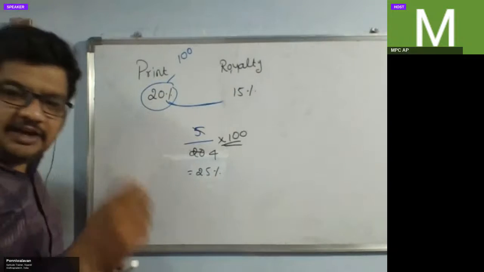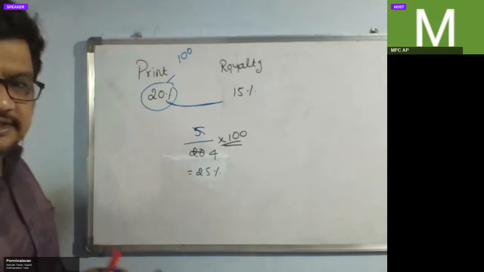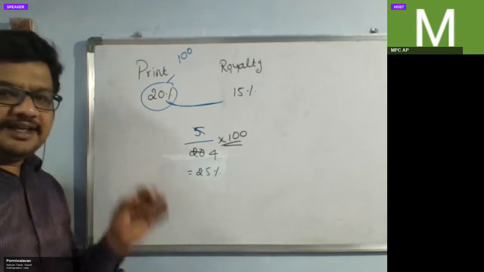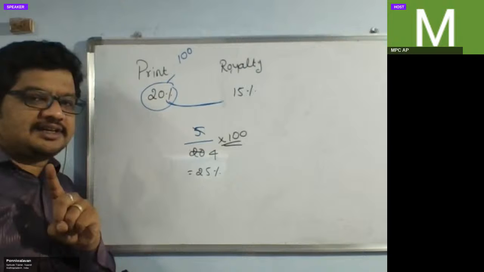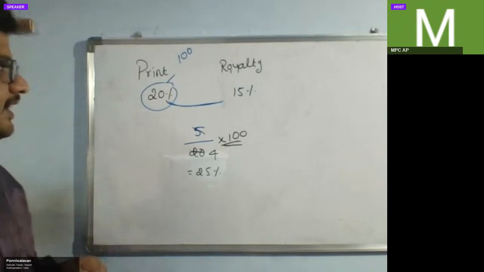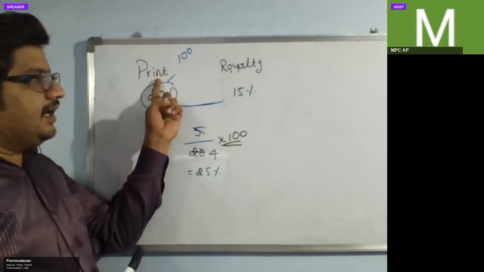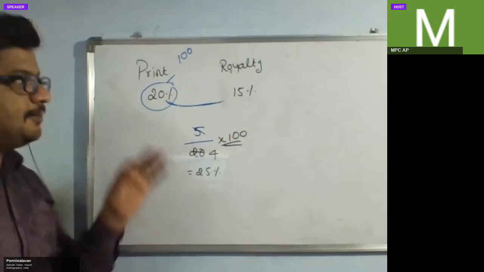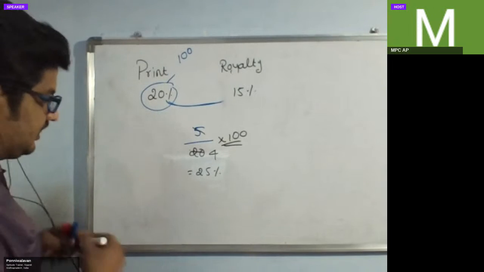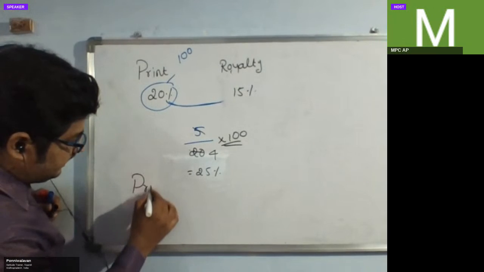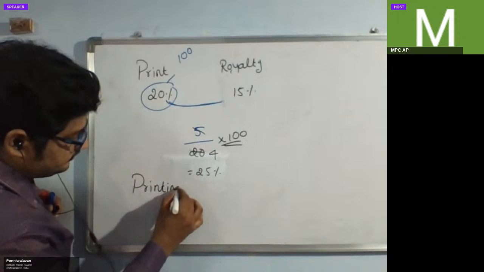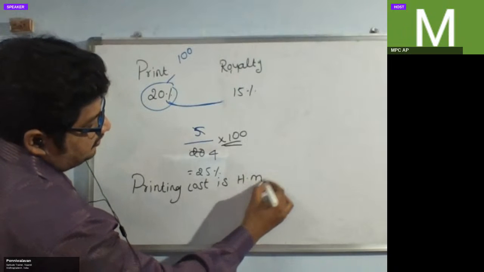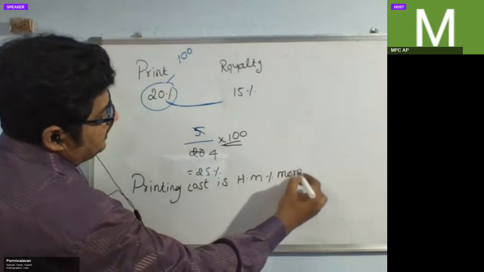Okay. Now I will ask you one more question. Tell me. Give the correct answer. Don't forget. Printing cost is how much percentage more than the royalty? I will write the question. Printing cost is how much percentage more than royalty?